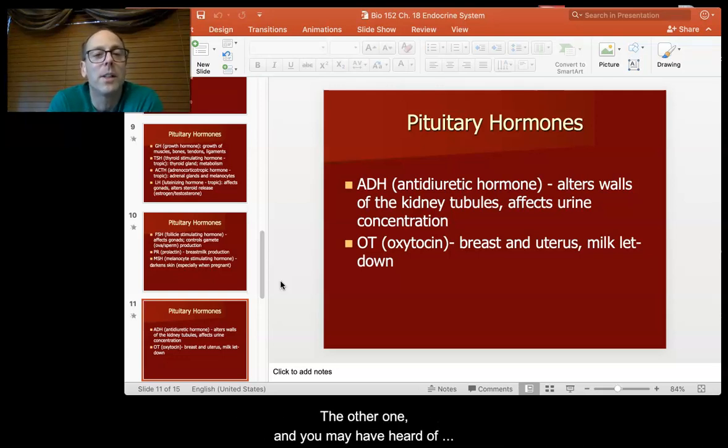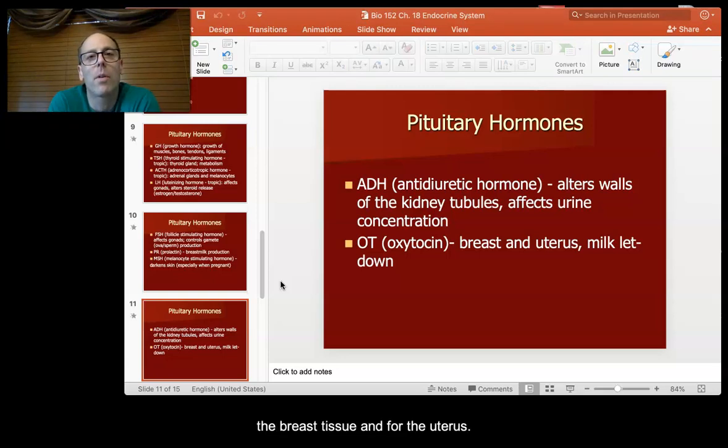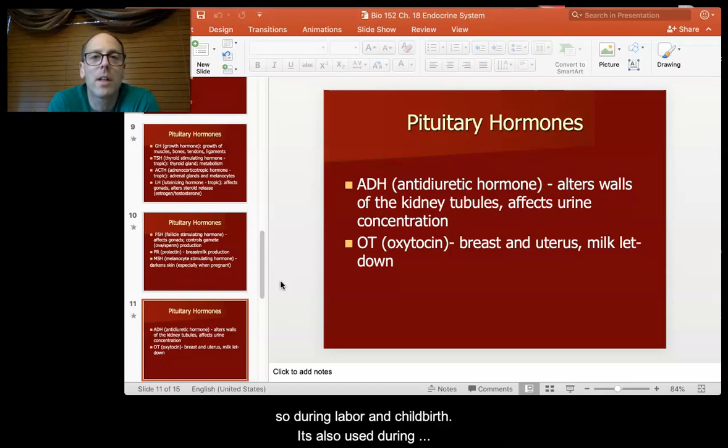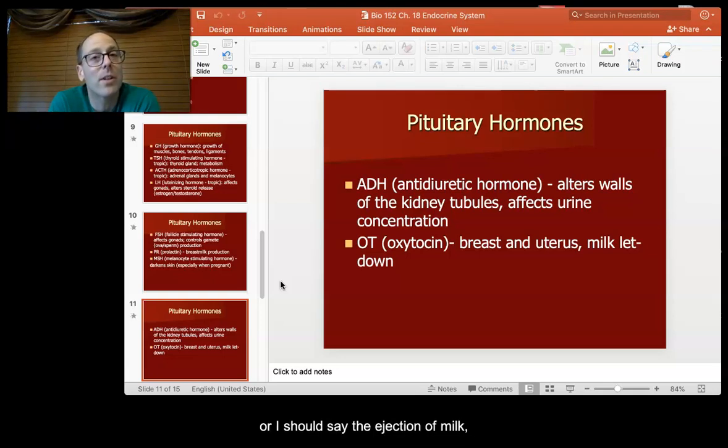The other one, and you may have heard of this hormone as well, is oxytocin. Now, oxytocin is also a neurotransmitter, but I'm not talking about that here. It is used here as a hormone with targets in the breast tissue and the uterus. It's used mostly during uterine contractions, so during labor and childbirth. It's also used during breastfeeding. It causes the release of milk, or I should say the ejection of milk from the milk ducts out.